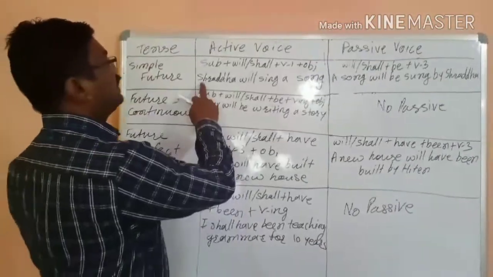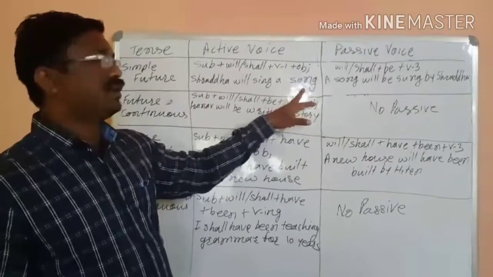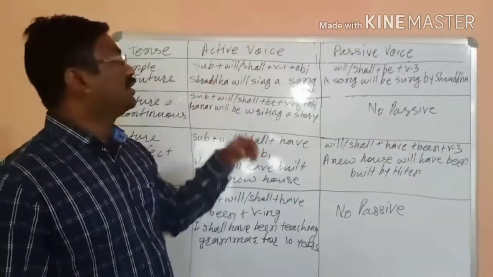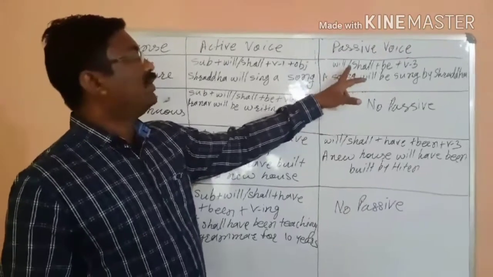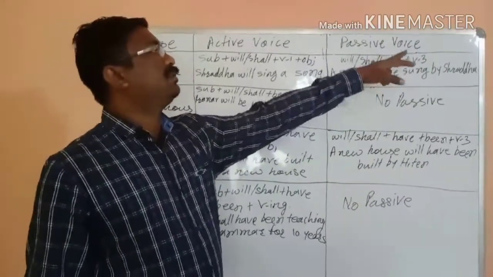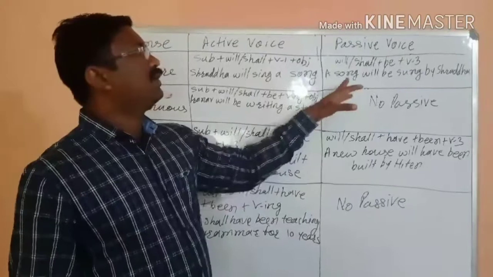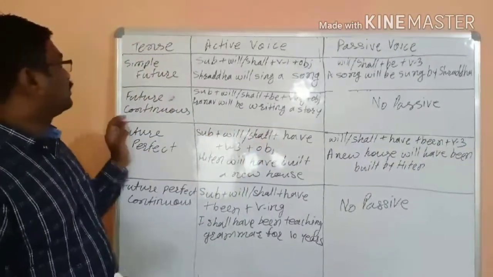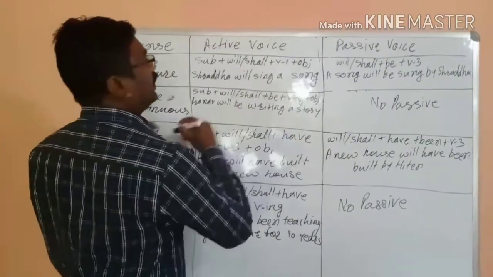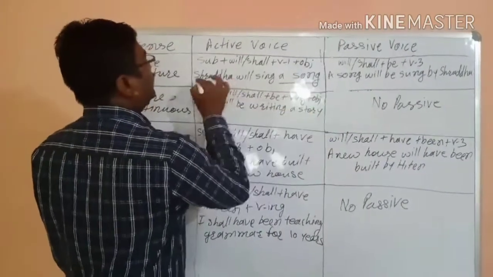One sentence is that Shraddha will sing a song. Here, what will be the change into the passive voice? Will, shall plus be plus V3. A song will be sung by Shraddha. Because here song is object and this Shraddha is subject.